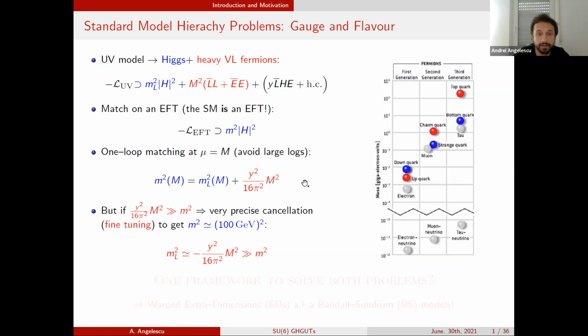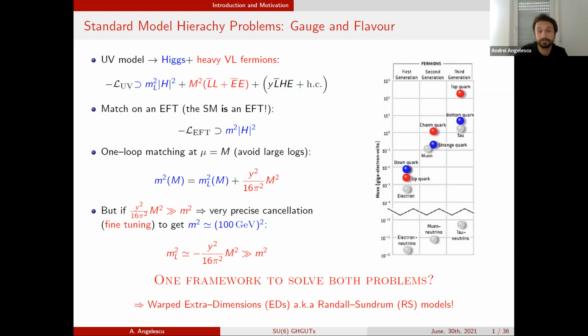The other hierarchy problem of the standard model is the so-called flavour hierarchy problem, right? Which basically asks the question: why do the masses of the standard model fermions span six orders of magnitude? That's a pretty large hierarchy, and it would be nice to have an explanation for it. Also, if we include neutrinos, it gets even worse. What's nice is that we have one framework that could solve both of these problems, and that would be warped extra dimensions, which are also known as Randall-Sundrum models. Of course, this is not the only solution to these problems, but this is a classic solution.